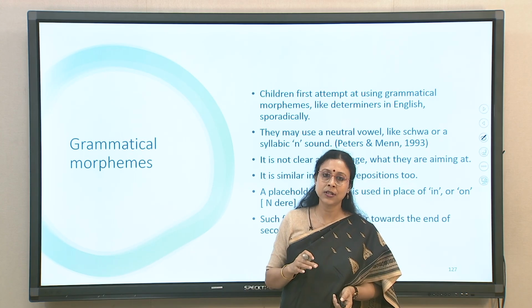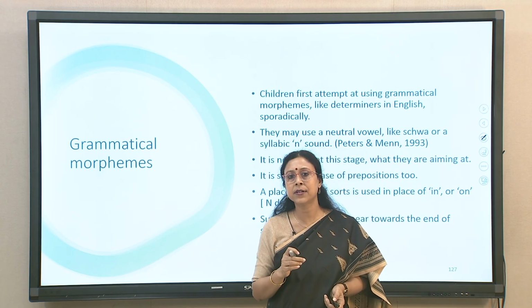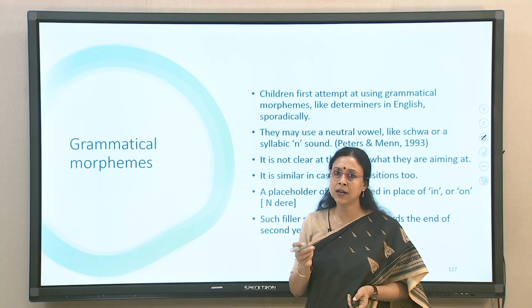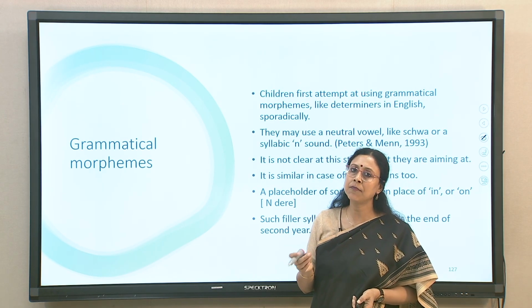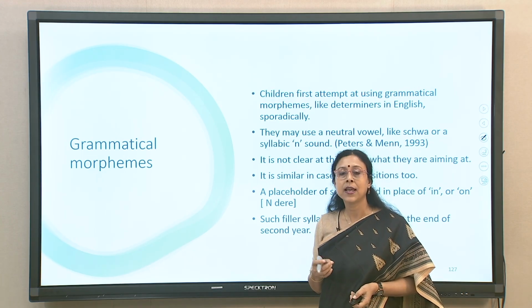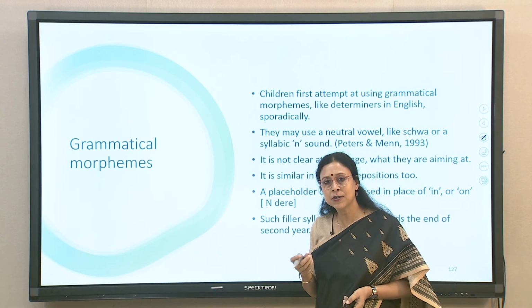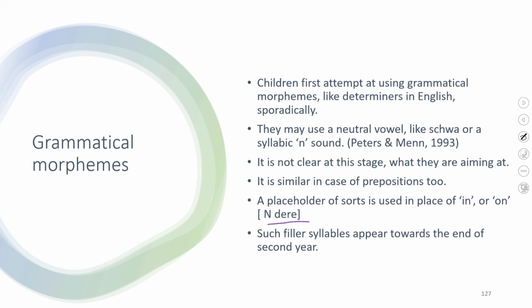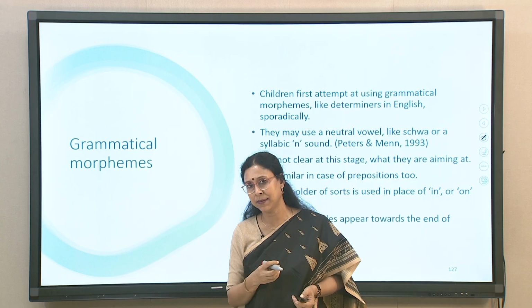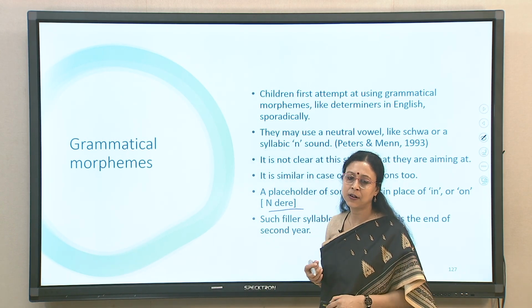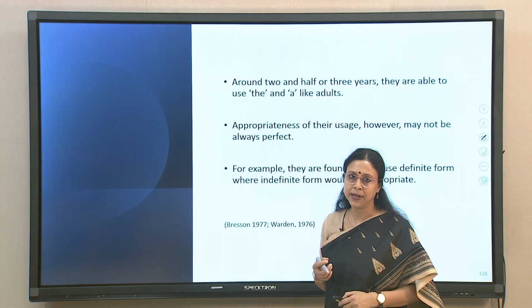In the case of English, this has been studied with respect to determiners. It is not sure, even when they use a schwa sound or a na sound before the noun, whether it is a determiner or not. That is not clear. They use the same kind of sound also in the case of prepositions. One example I have quoted here: "there", so you do not know whether it is "in there", "on there", or simply a placeholder. But this is how grammatical morphemes in the English language tend to appear.